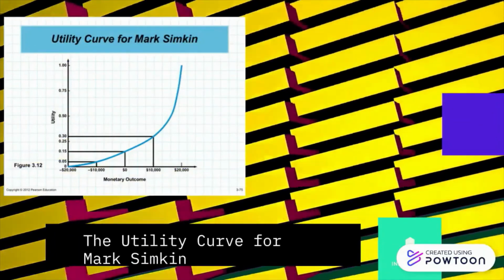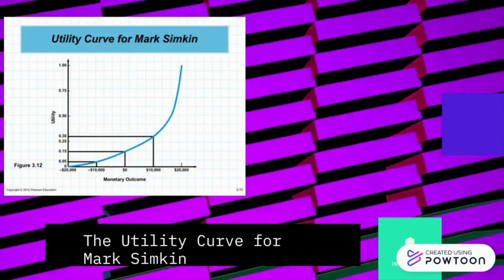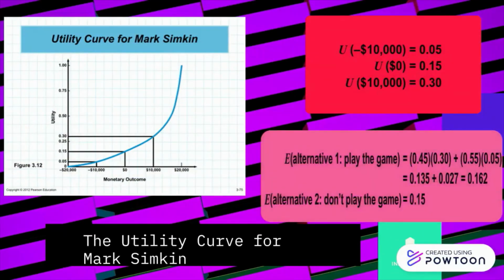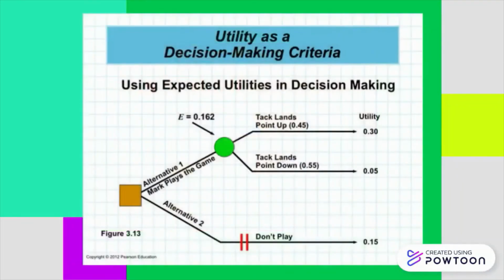We establish the utility curve of Mark Simkin by finding his utility values and replacing the monetary values with the utility values. His graph shows that he is a risk seeker. To answer the question, should Mark play? Mark has a higher utility at point 30 that the thumbtack will land point up. Note that utility is defined as the highest satisfaction to the decision maker. Therefore, Mark should play.